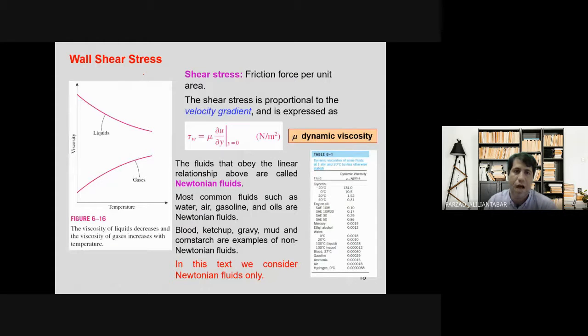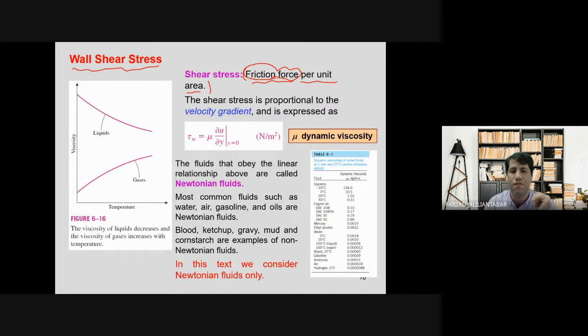But how is this wall shear stress related to the heat transfer? Shear stress is here when we have a fluid flowing above the surface, due to the friction between the fluid and the surface. So the shear stress here is friction force per unit area. This is the shear stress which we have. You can see here we have friction force.